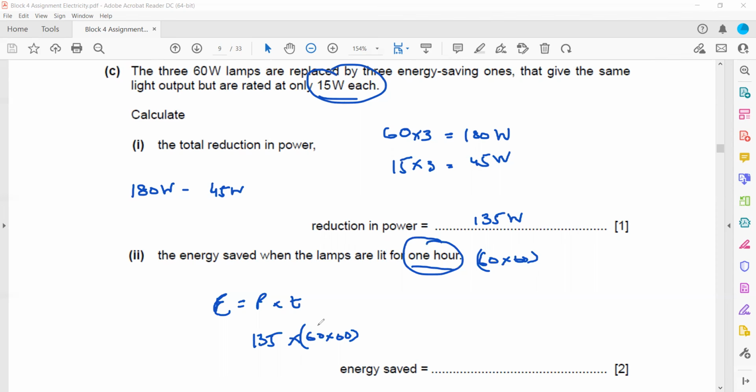So 3600 multiplied by 135 will give us about 486,000, or we can also say 4.8 times 10 to the power 5 joules. So this is how much energy is being saved when we replace the 60-watt lamps by 15-watt lamps each.